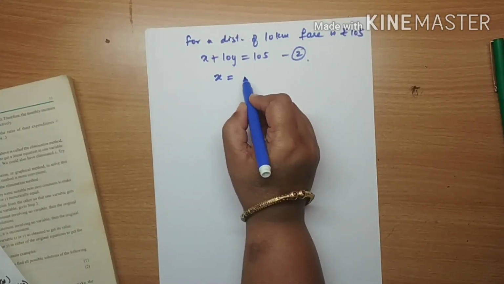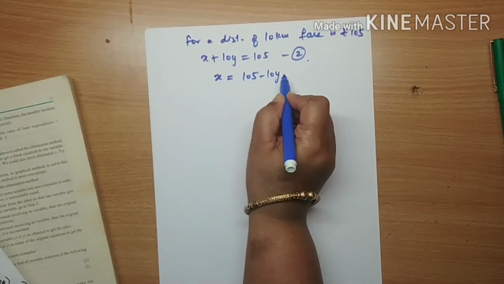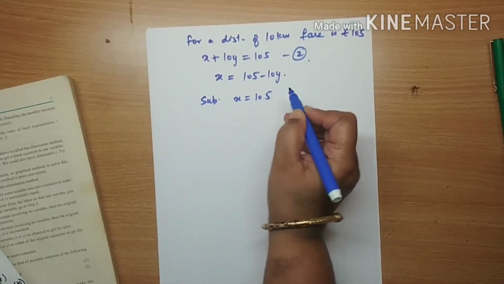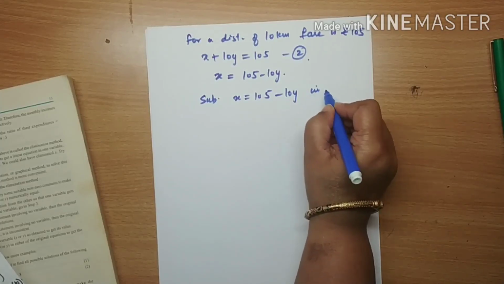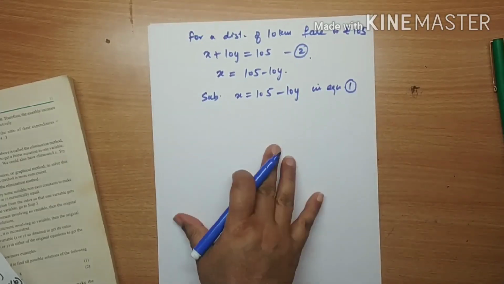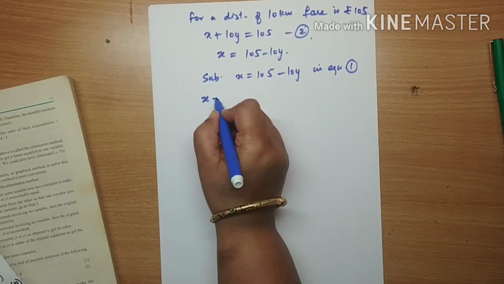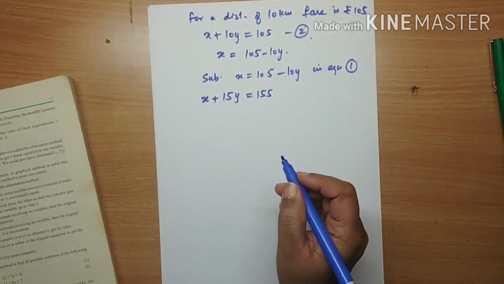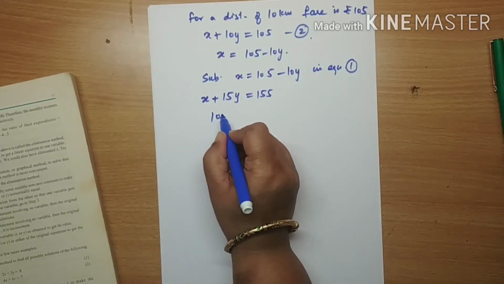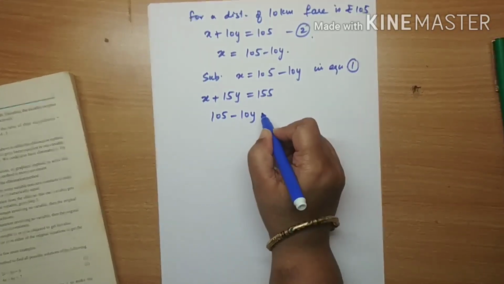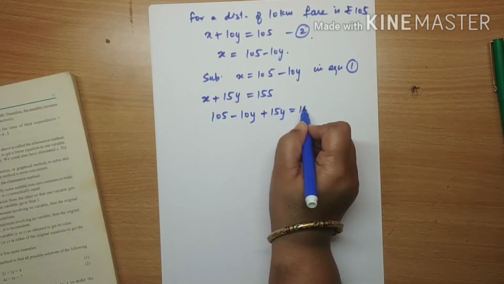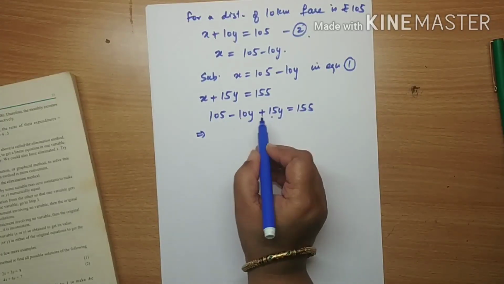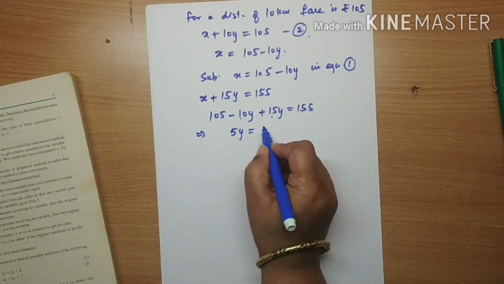Now can I write X is 105 minus 10Y here? Substituting X equal to 105 minus 10Y in equation 1. What was equation 1? Equation 1 was X plus 15Y equal to 155. So if we substitute in this, I get 105 minus 10Y plus 15Y is 155. So this gives me minus 10Y plus 15Y is 5Y.